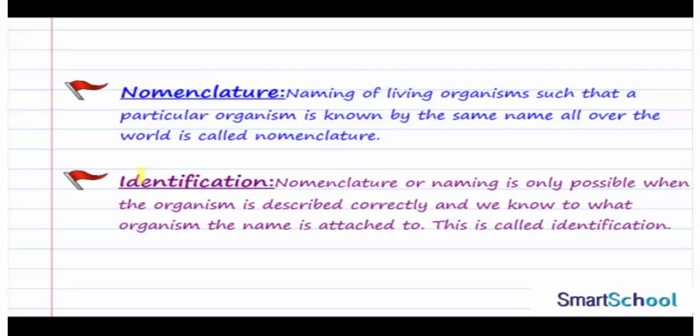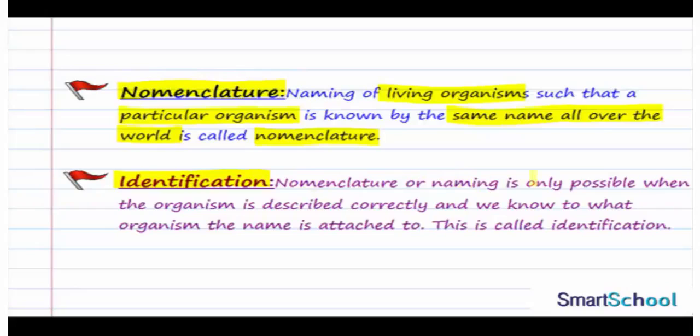We now come over to two important definitions which are related to the diversity of organisms, that is nomenclature and identification. So we'll study what are these two. First, nomenclature. Naming of living organisms such that a particular organism is known by the same name all over the world is called nomenclature. So what is nomenclature? It is the naming of the living organisms so that the same name is there for the organism all over the world.